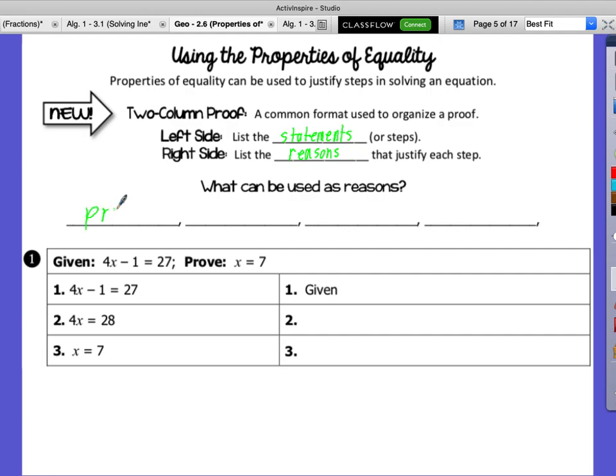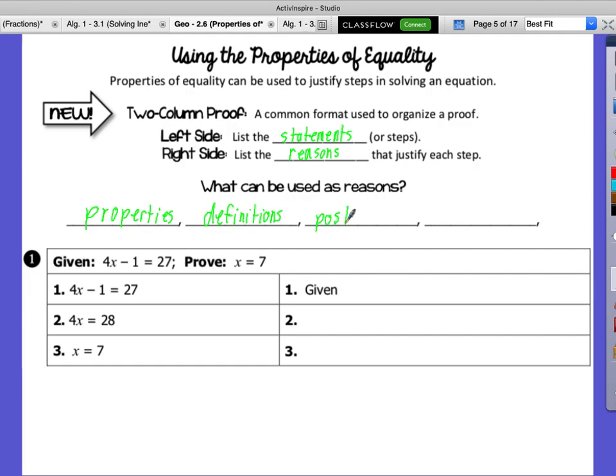So we have 4 different main things that can be used as reasons. So we have properties, like our properties of equality we just reviewed. Definitions. There's a set definition that's agreed upon. We kind of like using the dictionary and say, hey, well, this word means this, okay?